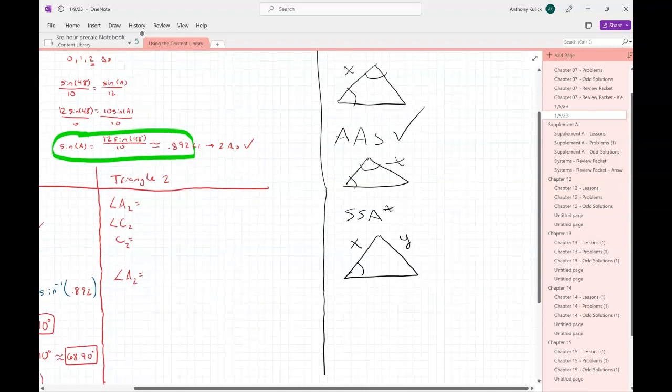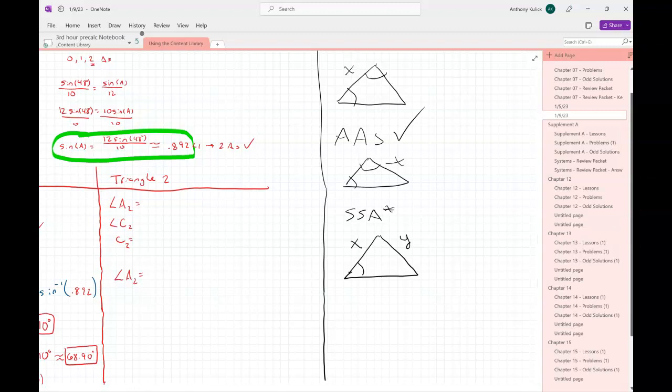So to figure out what's going on here, the first thing we have to do is look at the given angle. If that given angle is obtuse or right, some stuff can happen. And if the given angle is acute, different things can happen. Okay?